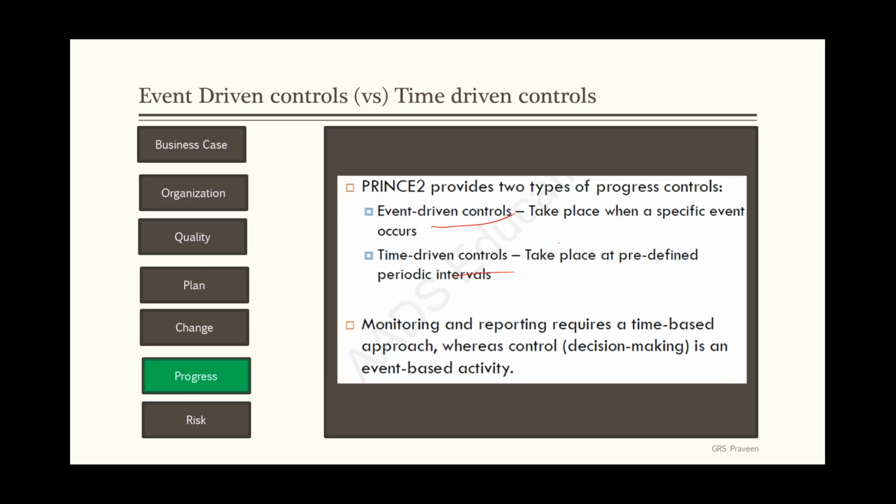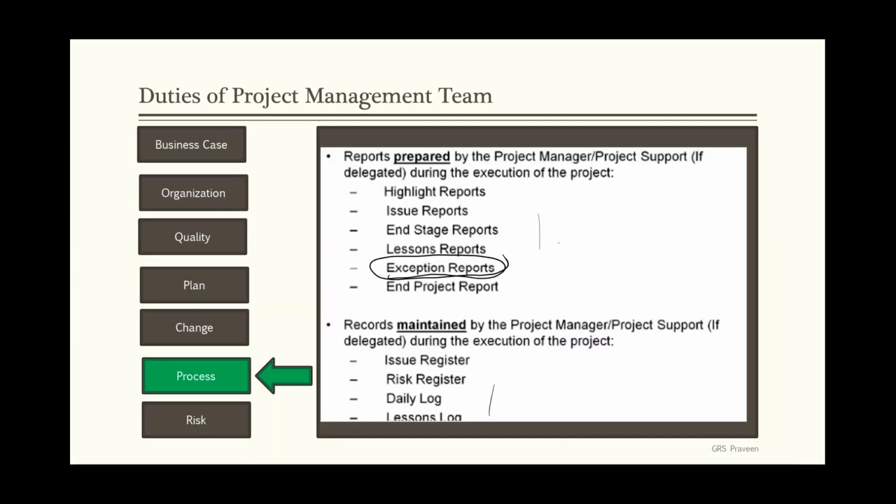Time driven controls are basically done at periodic intervals of time. For example, as I have mentioned, the lessons learned report will be prepared at the end of the project. Highlight report will be shared on a weekly basis. End stage report will be shared at the end of each stage. Such periodicity will be defined. These are the reports. And very important, who is the very important person in the project team? The project manager, because the project manager will be communicating and reporting all these things to the relevant stakeholders.